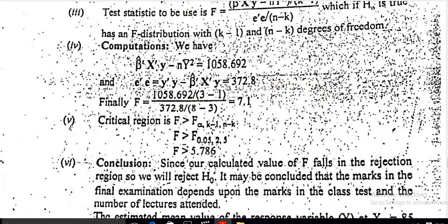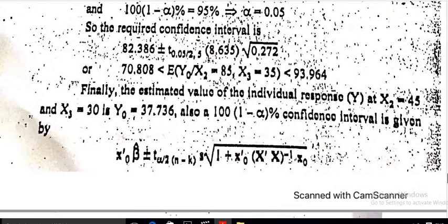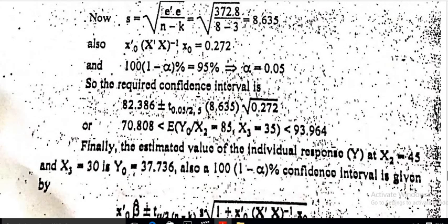Here is also given another way to calculate e transpose e, which is equal to Y transpose Y minus beta hat transpose X transpose Y. Finally we have obtained the s value. x naught transpose (X transpose X) inverse x naught is equal to 0.27. This is the 95% confidence interval.